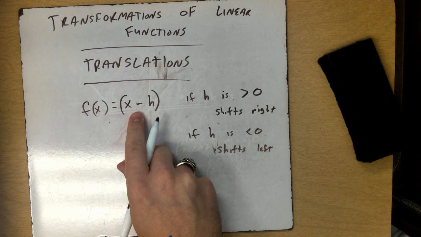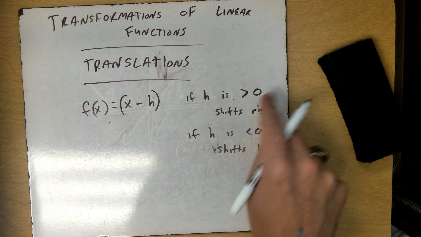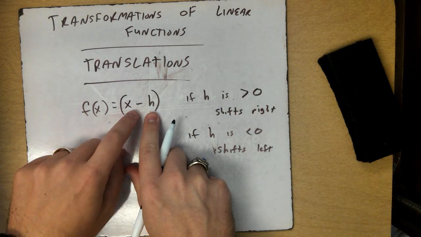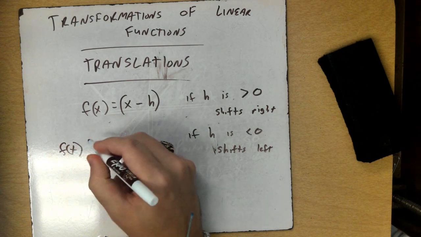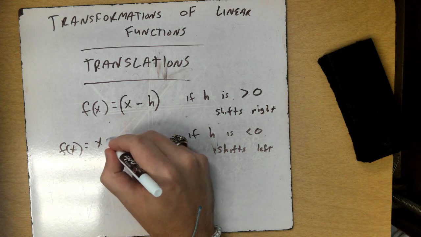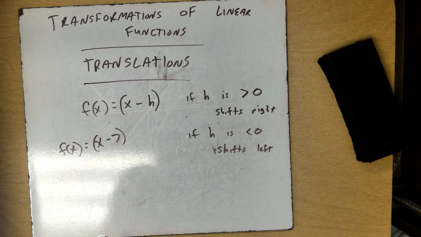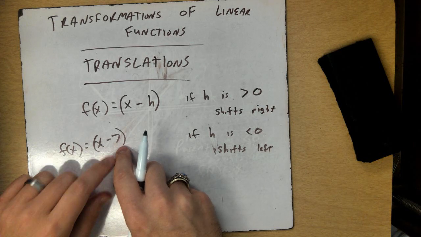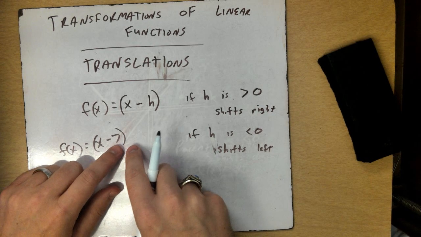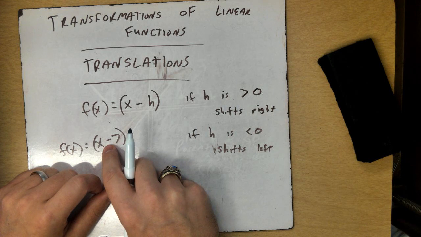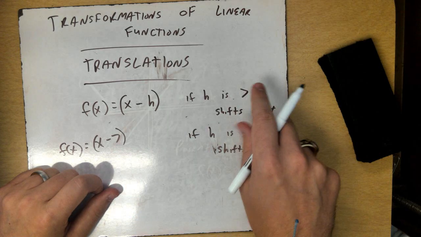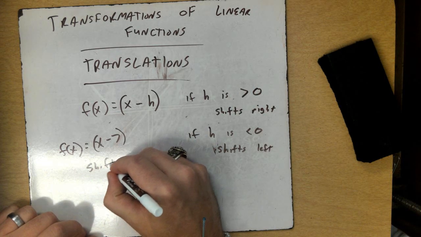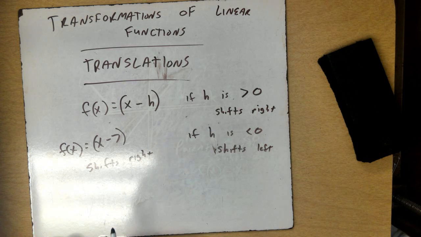Now look, the biggest thing here is this minus sign. It's a minus in there, okay? So when you talk about if h is greater than or less than 0, you're only looking at the h, not the minus sign. So let's say you have something like this. Equals x minus 7, okay? X minus 7. So if you have this, right, x minus 7, look, our h is greater than 0, right? Even though there's a minus in front of it, I'm only looking at the h here. So in this case, because this is bigger than 0, this shifts right. Okay?